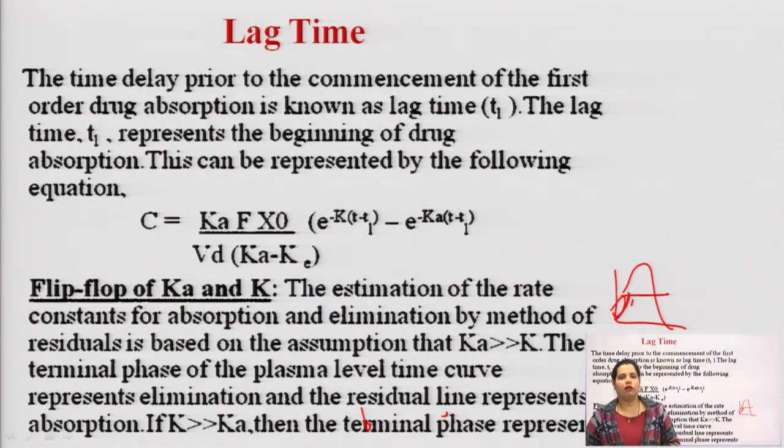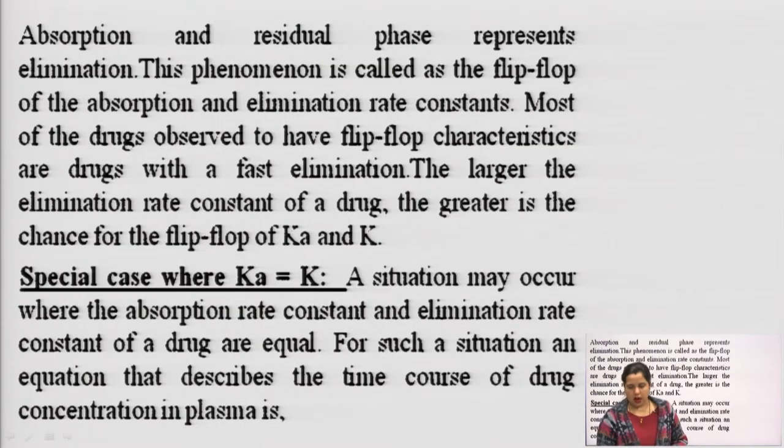So, the elimination and the residual line presents absorption if Ka is higher than K, the terminal phase represents elimination. Absorption and residual phase represent elimination, right. So, this absorption phase, the upward line in the curve, will show you the absorption phase, whereas the downfall of that particular continuous line will show that the elimination will be higher as compared to absorption. So, absorption and residual phase represent elimination.